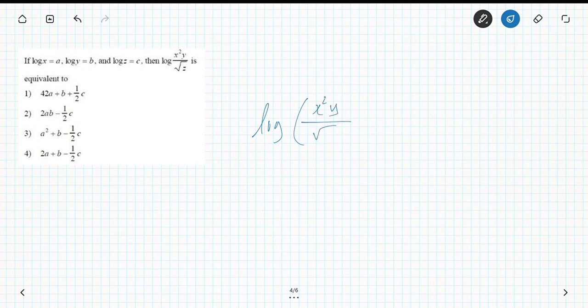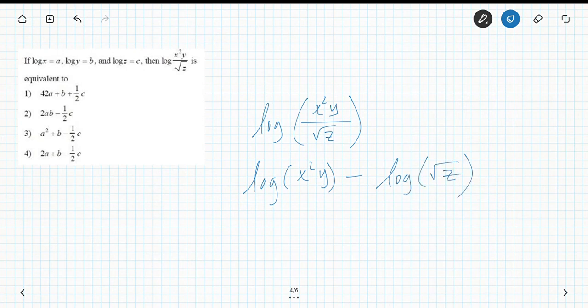Y and the square root of z. Okay, so we have a product and a quotient. The very first thing you want to do is make sure you separate your product from the quotient. So what you want to do is basically do log of x squared y minus the log of the square root of z. The reason I did that is because I can express that quotient as a difference, so I did.